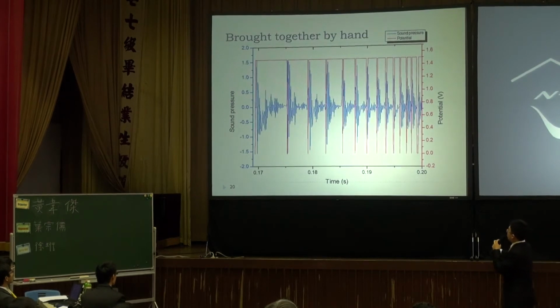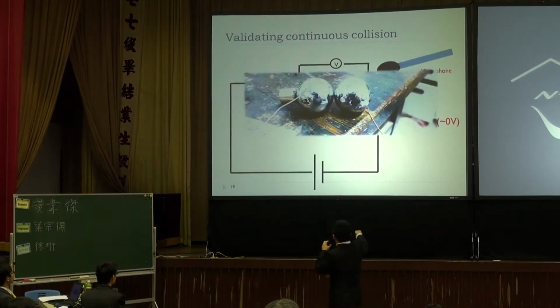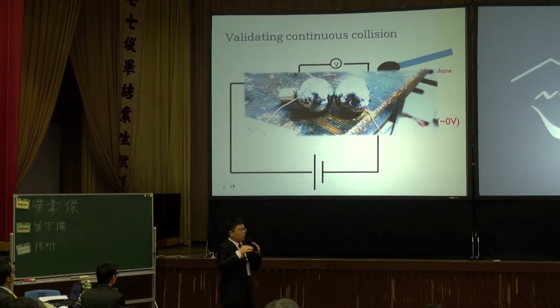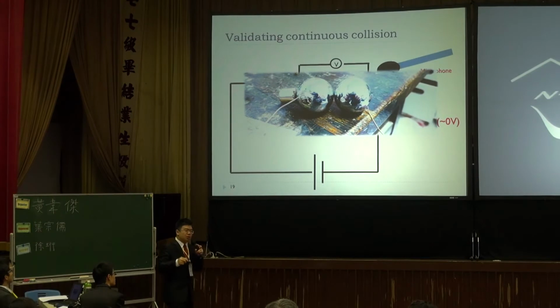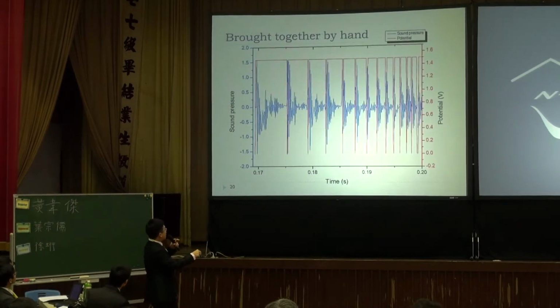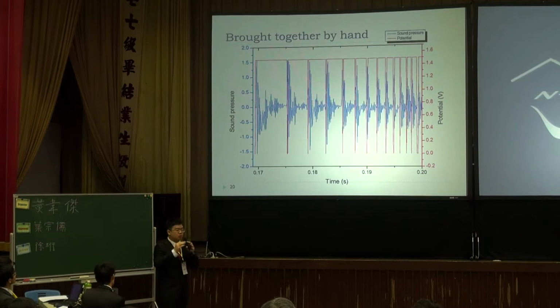And here is the result. As you can see, the multi-collision of this graph is shown. This is the one when we bring the balls together by the magnet we use. We replace our hand with a magnet to keep the force acting on each other constant throughout this collision. And in this graph, you can see that for each collision, there is a clear peak in the sound pressure, which validates that there is actually multi-collision throughout this process of producing this chirping sound.